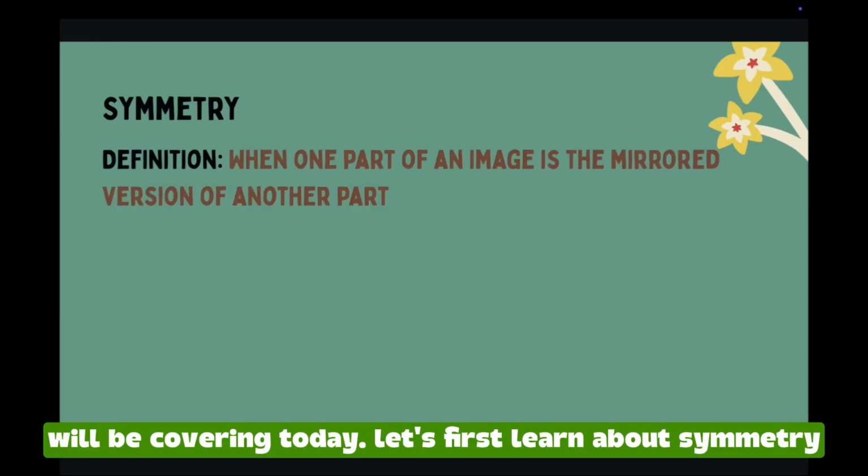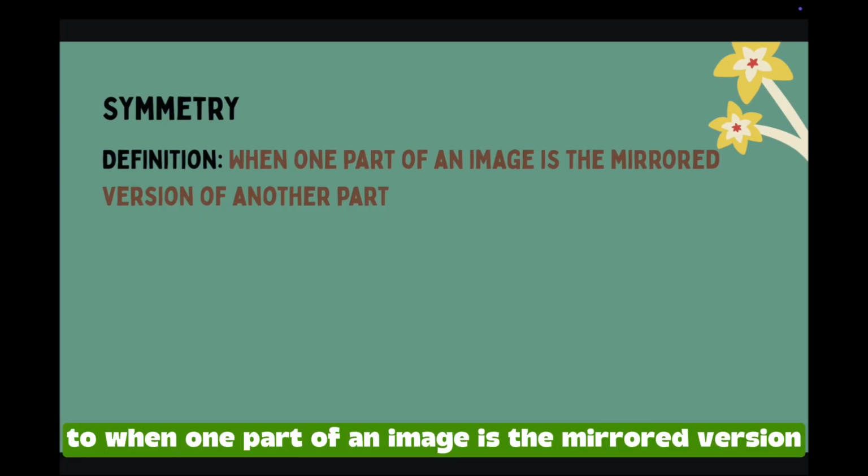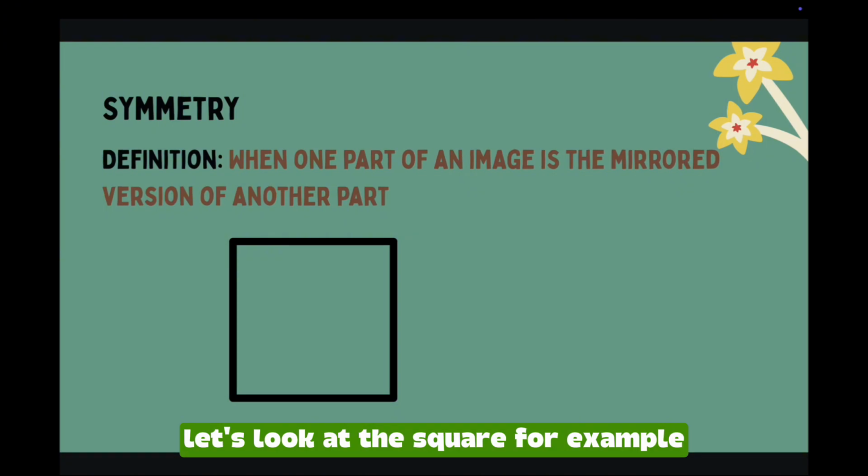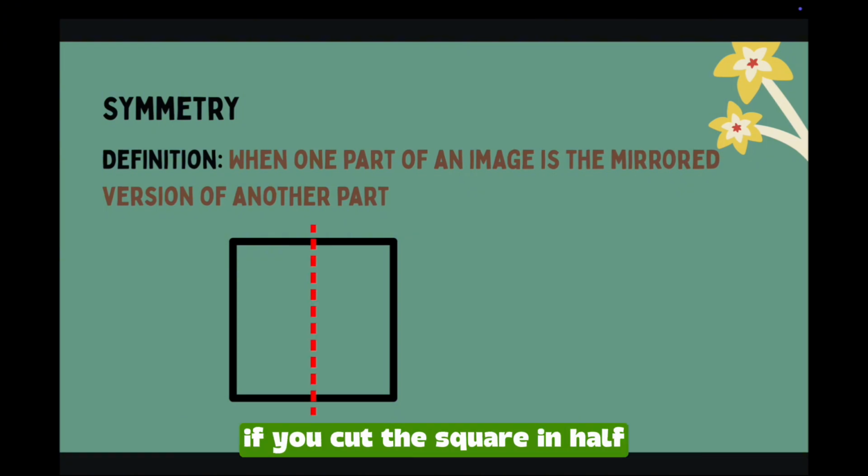Let's first learn about symmetry. Symmetry refers to when one part of an image is the mirrored version of another part. Let's look at the square, for example. If we cut the square in half, the left part of the square is exactly the mirrored image of the right part. So, the square is symmetrical.